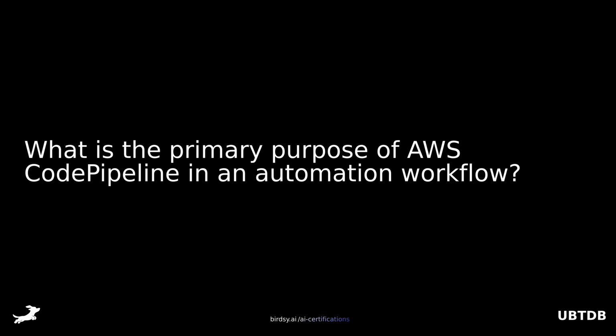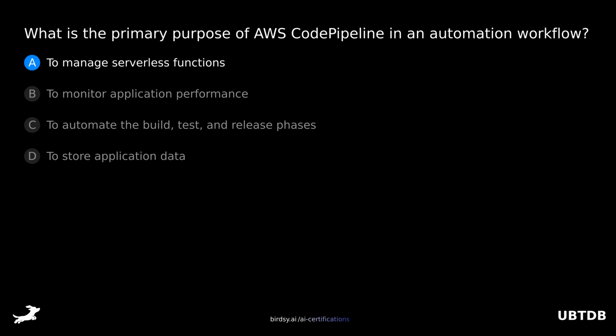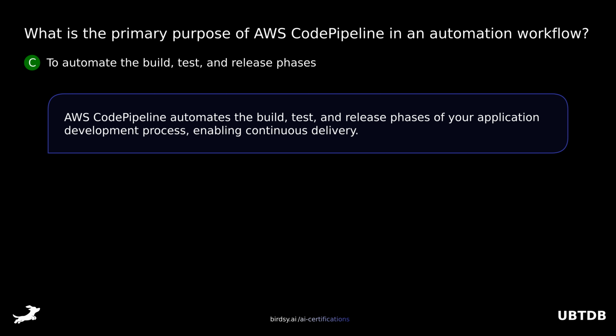What is the primary purpose of AWS CodePipeline in an automation workflow? Is it A, to manage serverless functions, B, to monitor application performance, C, to automate the build, test, and release phases, or D, to store application data? The answer is C, to automate the build, test, and release phases. AWS CodePipeline automates the build, test, and release phases of your application development process, enabling continuous delivery.